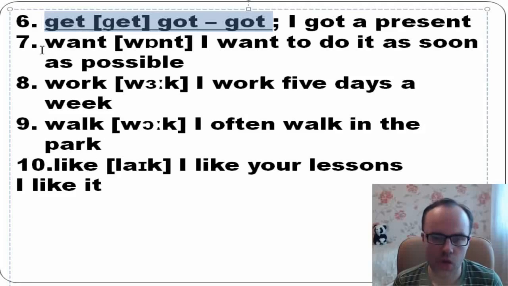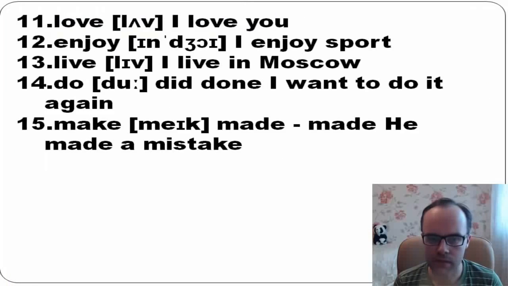Want. I want to do it as soon as possible. Work. I work 5 days a week. Walk. I often walk in the park. Like. I like your lessons. I like it. Love. I love you. Enjoy. I enjoy sport. Live. I live in Moscow.